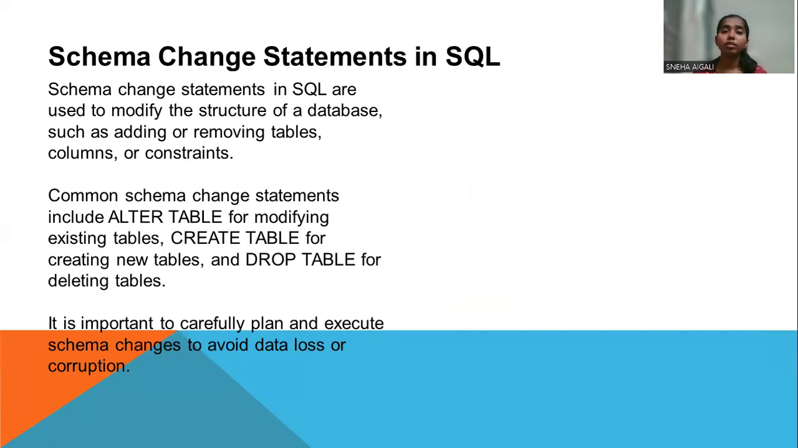Now, next up, we have schema change statements in SQL. What all are the schema change statements that we find in SQL? Schema change statements in SQL are used to modify the structure of a database, such as adding or removing tables, then adding or removing columns or constraints. Common schema change statements include alter table for modifying existing tables. Especially alter table is used when we have to correct the table or add any columns to the table, or we want to delete some columns from the table, etc. Then create table for creating new tables. Then we have drop table for deleting tables. It is important to carefully plan and execute the schema changes to avoid data loss or corruption.